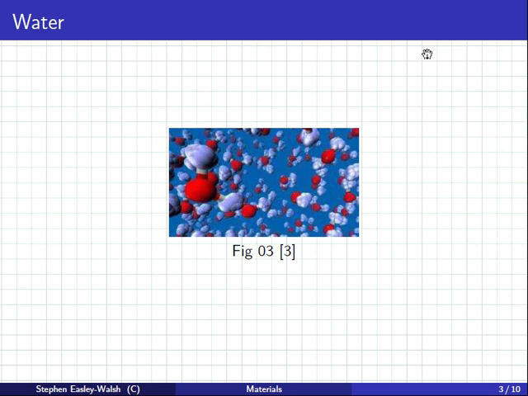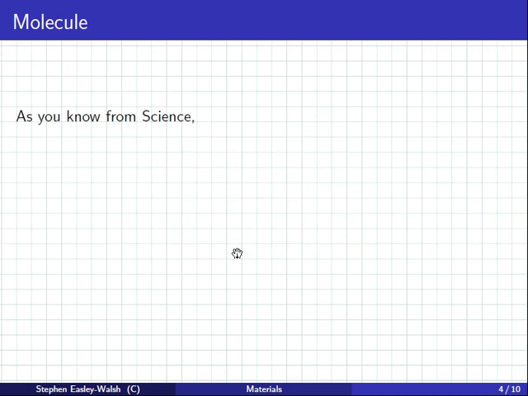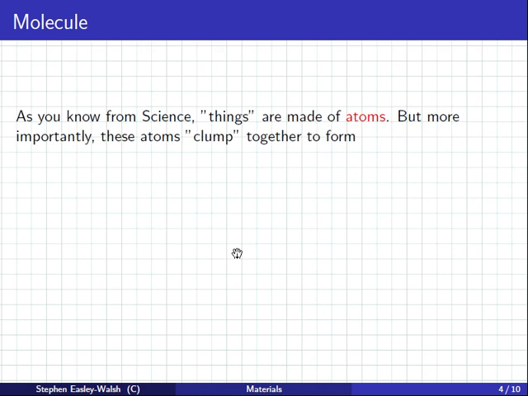Right, so this is water, and this is what water would look like close up, but you would know this from chemistry. What are we actually looking at here? H2O molecules, aren't we? As you know from science, things are made of atoms, but more importantly, these atoms come together to form molecules. So actually, in chemistry, what do you say a molecule is? What's your definition of a molecule in chemistry?